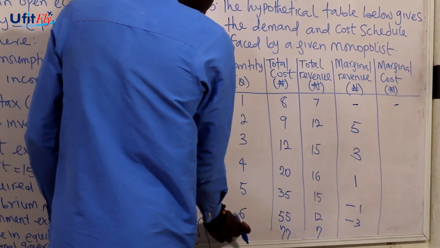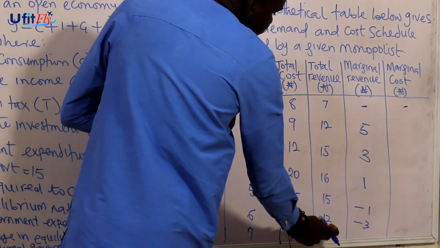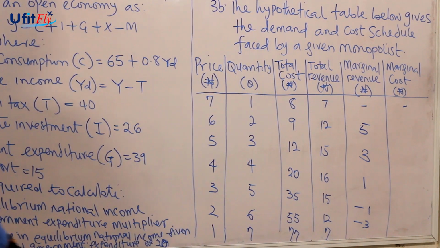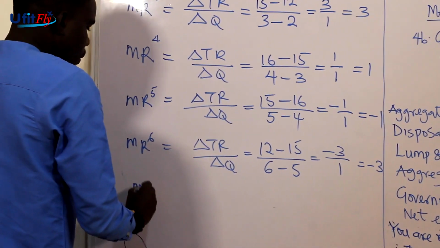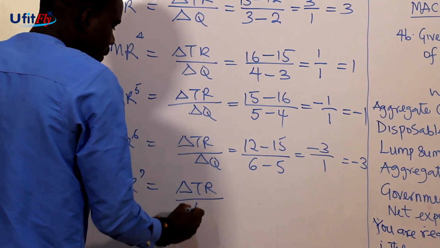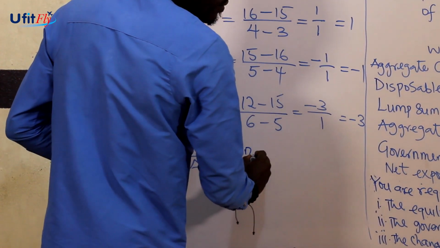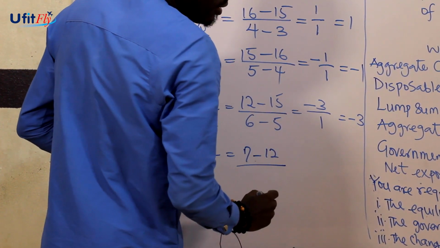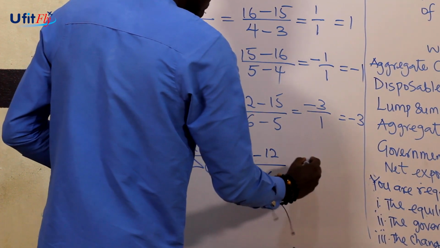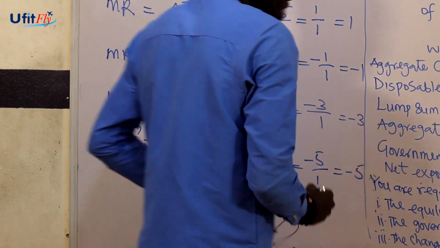For the last quantity that was sold, total revenue is 7, and the initial total revenue is 12. Therefore, for the 7th unit sold, change in total revenue with respect to change in Q is 7 minus 12, divide 7 minus 6, which is minus 5 divide 1, that gives minus 5.